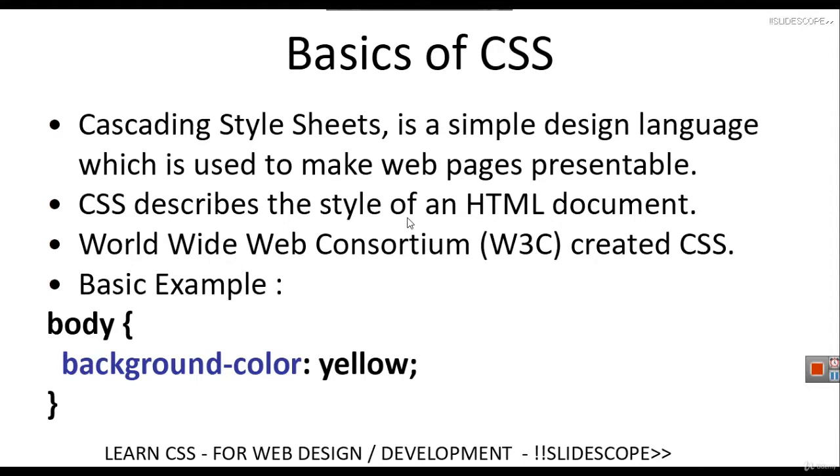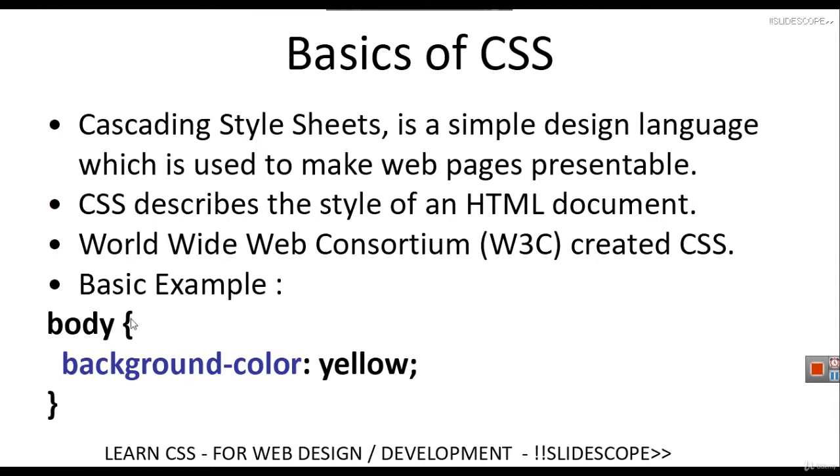Here we have a very basic syntax or example of CSS. So we have body, then we have curly brackets, we have background color, and after a colon we have yellow, and then we have a semicolon. In this syntax we have three main things: body, background color, and yellow. Using this syntax, we are saying that we want to select body. So body here is a selector.